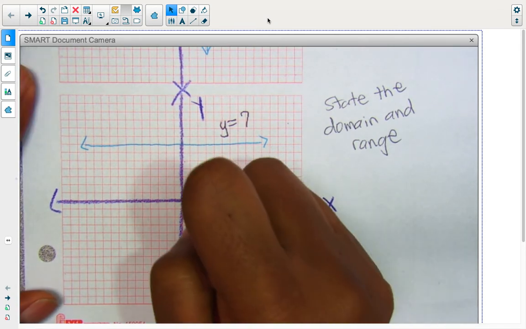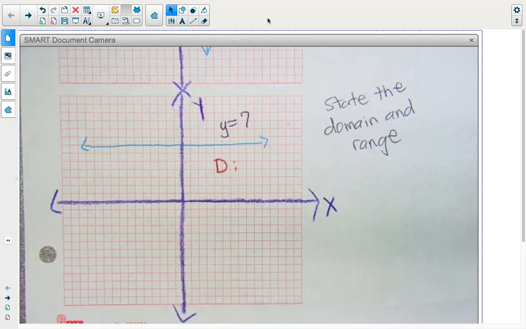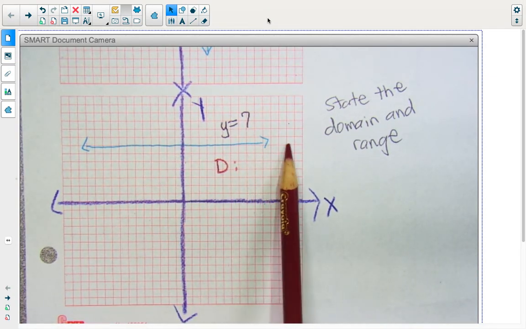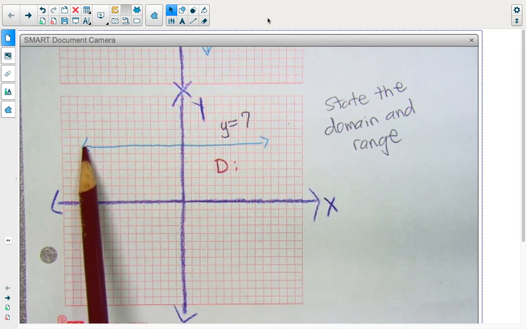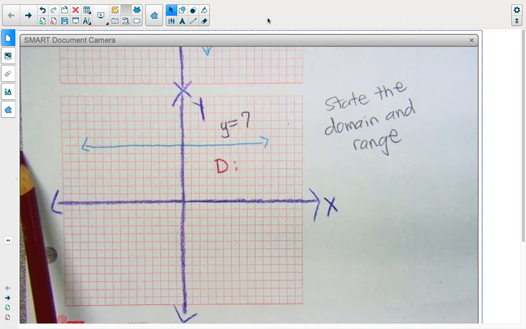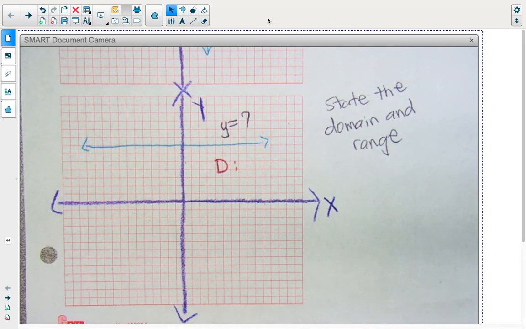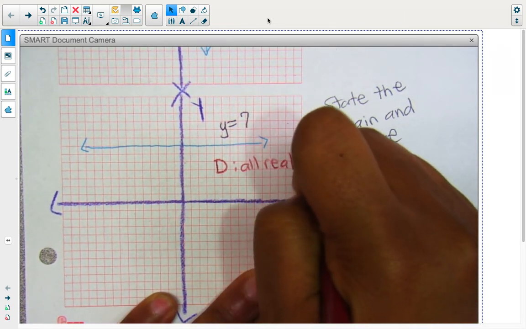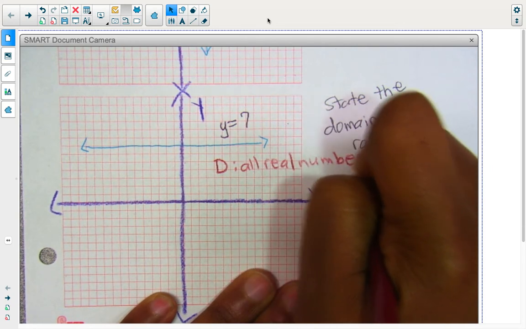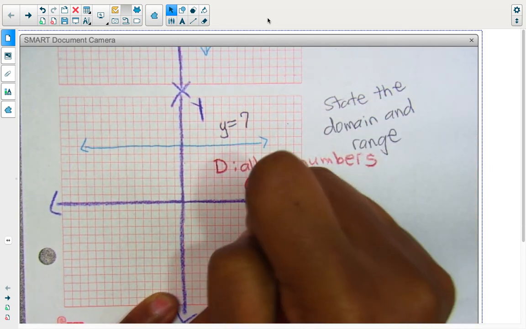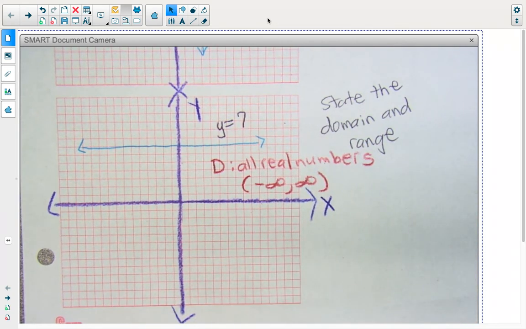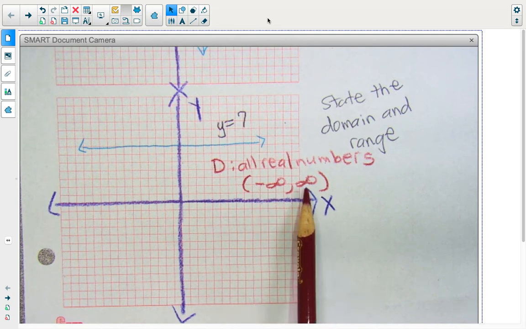So let's look at our domain. Domain is what can x be? Well, this arrow is going to keep going and take care of all the positive numbers. This arrow is going to keep going and take care of all the negative numbers. So my domain is all real numbers. And if you want to write it in set notation with infinity and negative infinity, you would just write it just like that. So this means I start at negative infinity, go to positive infinity forever.